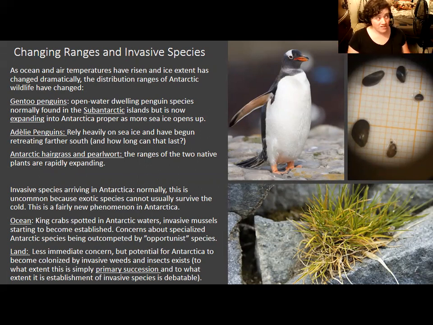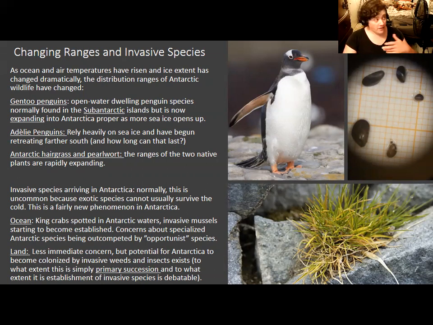Meanwhile, the two native plants on the shores of Antarctica are seeing their ranges expand. Antarctic hairgrass and pearlwort are growing in places where they have not been documented before. Now, Antarctica usually doesn't have that much of an issue with invasive species because most exotic species cannot survive in Antarctica.